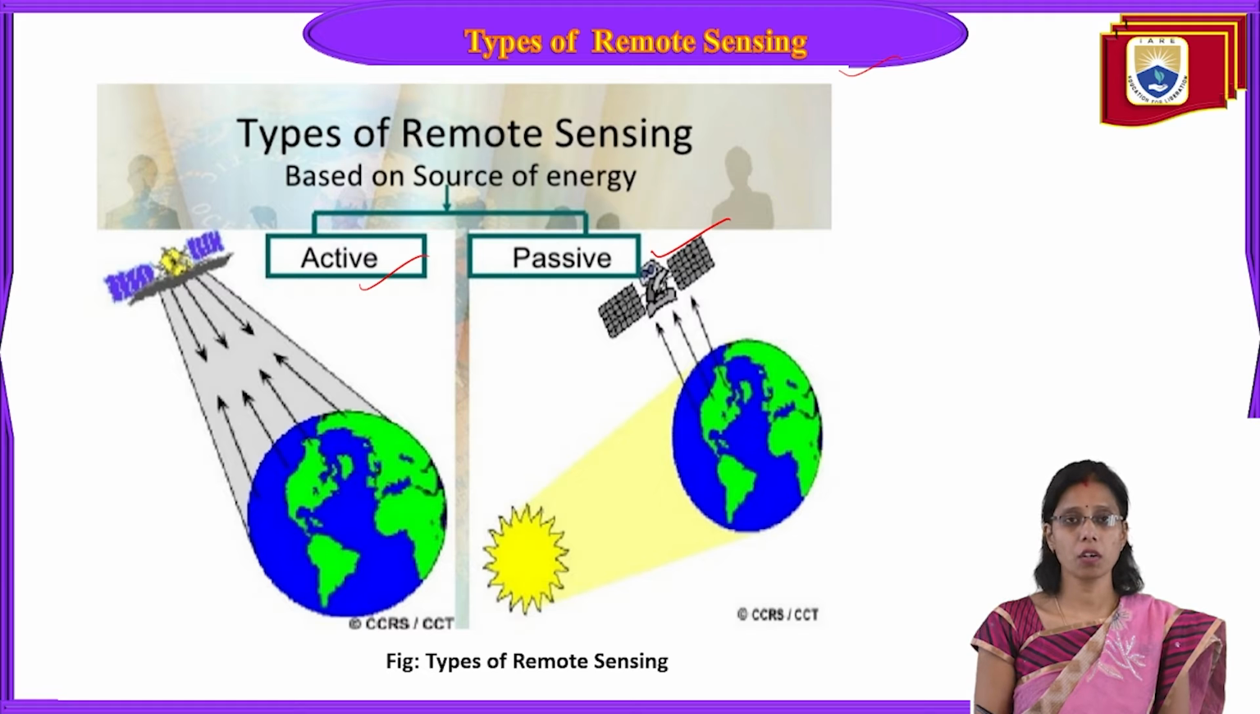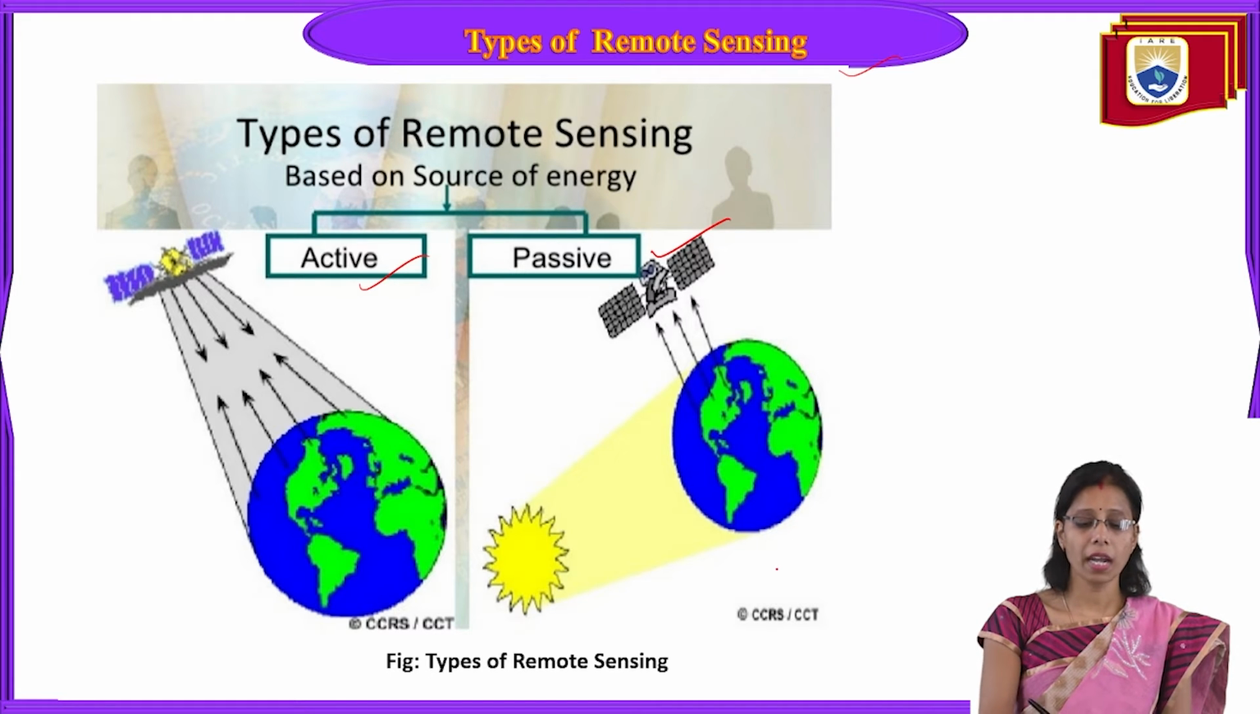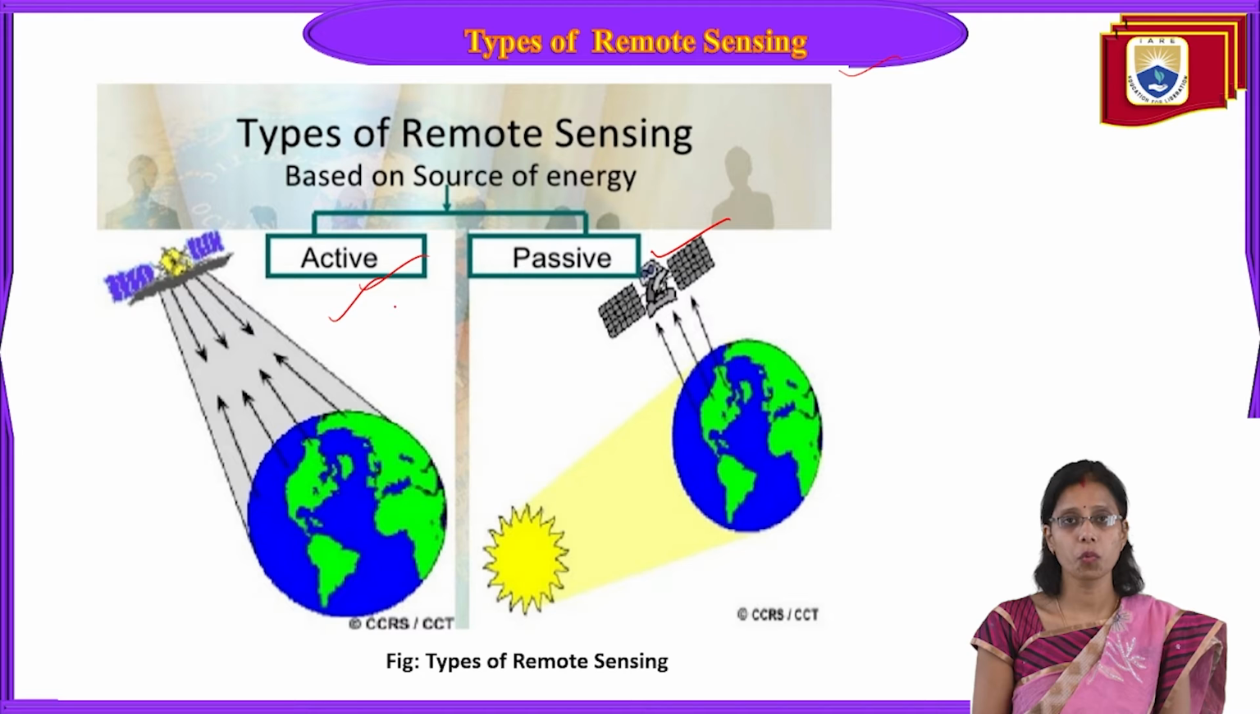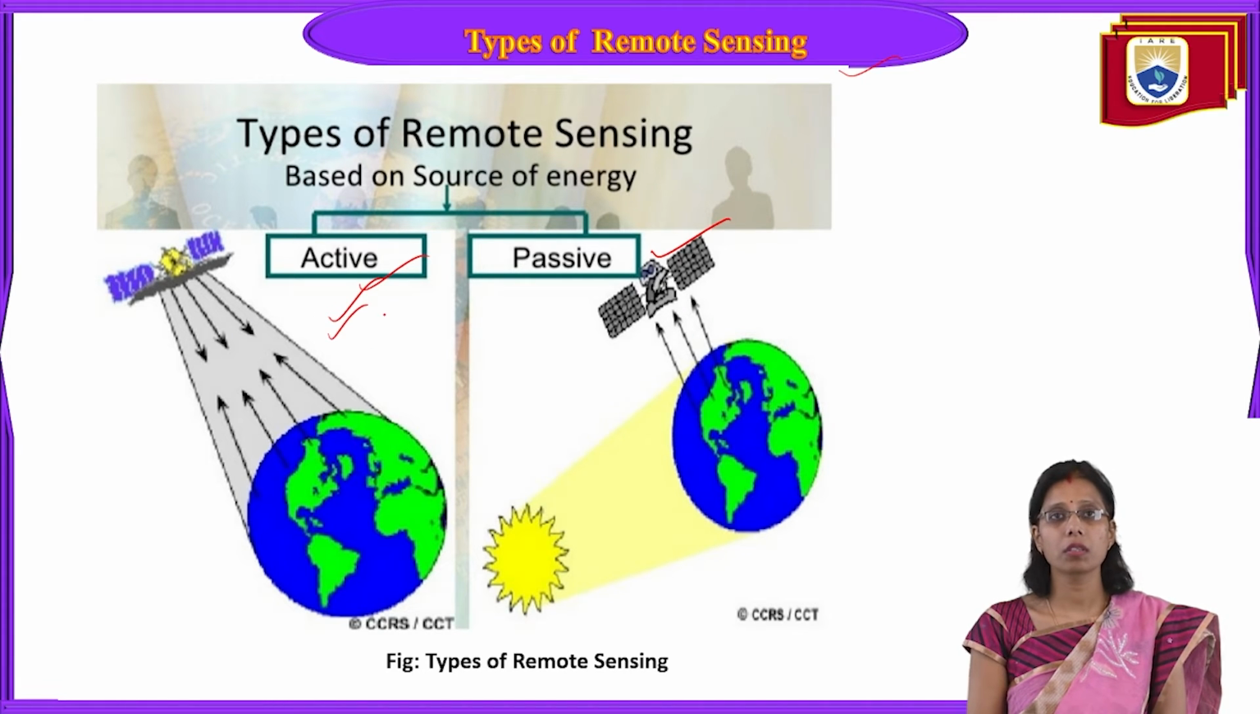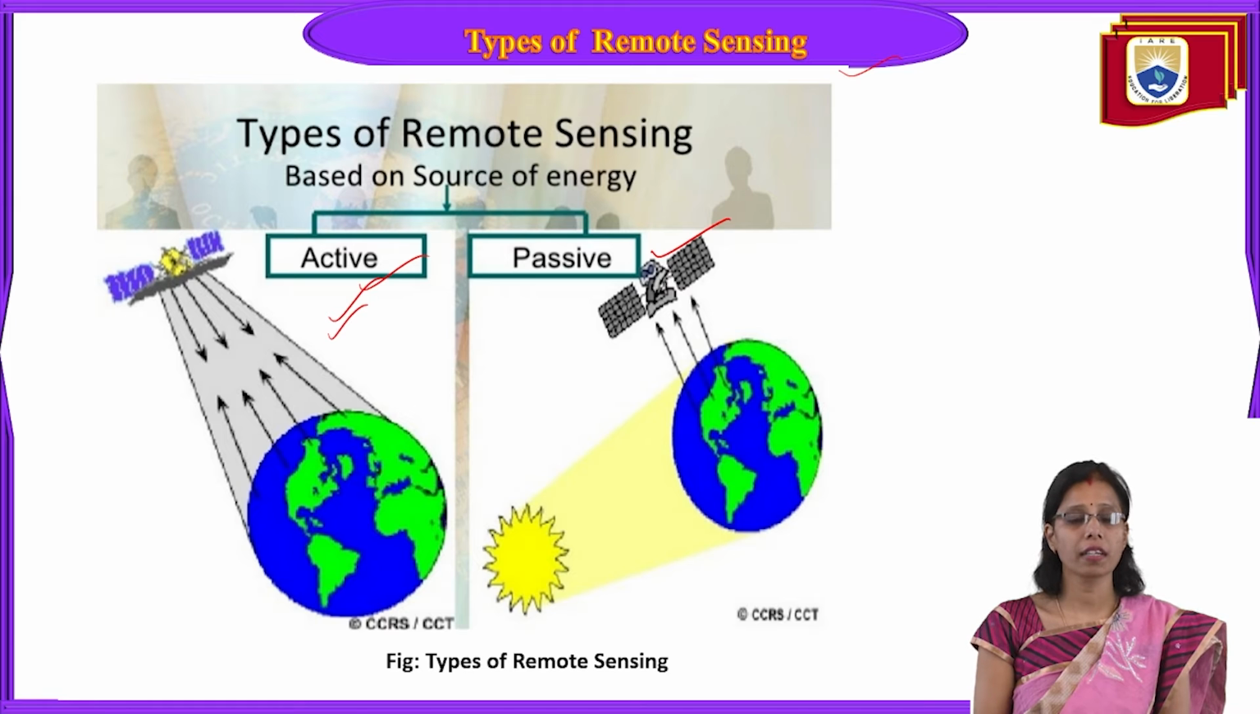Nowadays we are obtaining the information mostly from the active one, because it doesn't depend on the sunlight. As I said before, passive needs light to capture the information. Whenever it is daytime, we are able to capture the information. So we have two types, active and passive.